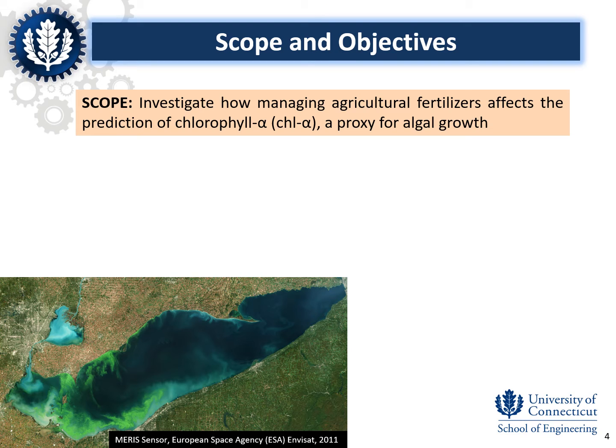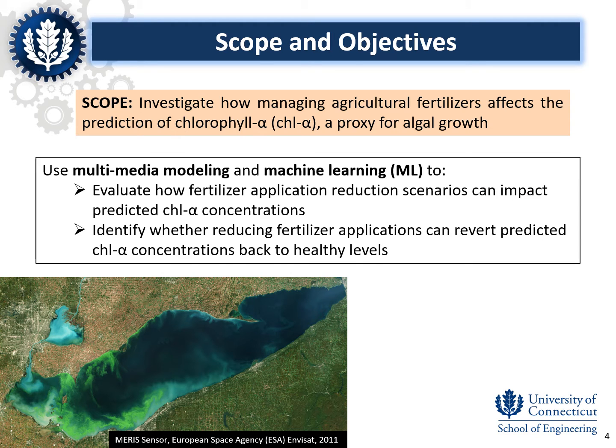From our findings, we saw that agricultural fertilizers played an important role in algal growth. So we're now moving on to the second phase of the project, which is to use the chlorophyll-A model to investigate how managing these agricultural fertilizers affects the prediction of chlorophyll-A, which is a proxy for algal growth. Our main objectives are to evaluate how fertilizer application reduction scenarios can impact predicted chlorophyll-A concentrations, and we also want to identify whether reducing fertilizer applications can revert predicted chlorophyll-A concentrations back to healthy levels.